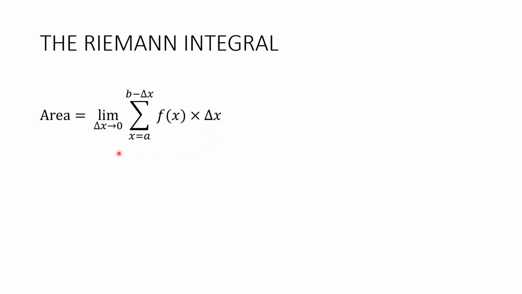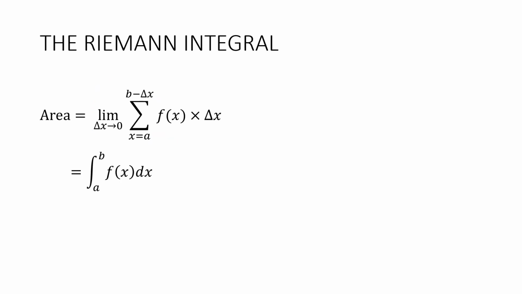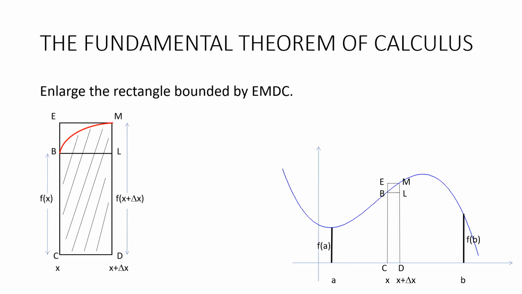Now this notation is too cumbersome, so we're going to replace it with the integral sign, which means infinite sum, but with one subtle difference. This one has limits on it. So the area is equal to the integral between a and b of f of x dx. Okay, I hope you're still with me.